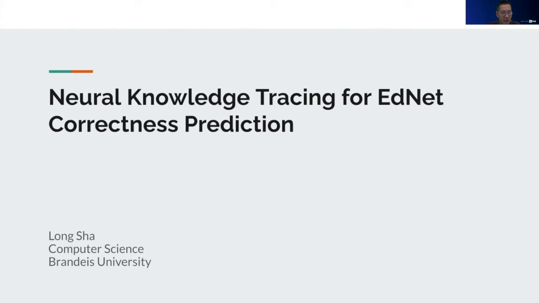Today, I want to present the neural knowledge tracing for EdNet dataset correctness prediction. Neural knowledge tracing is a work we did back in 2017. We originally proposed this method and experimented on the assessment datasets. So we have this great opportunity to be invited and try out our method on the new EdNet dataset.